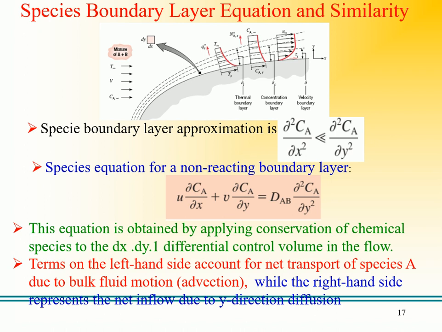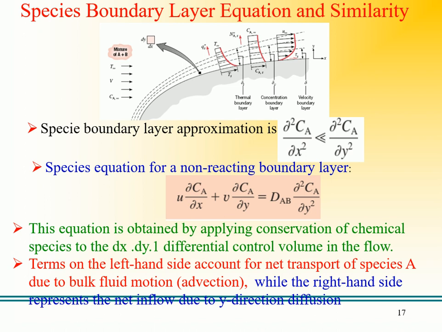Now, species boundary layer equation and similarity. Dear students, the similarity calculation we have done for the velocity and the thermal boundary layer, we will also do for the concentration boundary layer. Species boundary layer approximation: like in the case of velocity, here we also assume that ∂²CA/∂x² is very much less than ∂²CA/∂y². In the case of velocity, we assume that ∂²u/∂x² is very much less than ∂²u/∂y², and similarly ∂²T/∂x² is very much less than ∂²T/∂y² in the case of the thermal boundary layer. So this is the same assumption here.